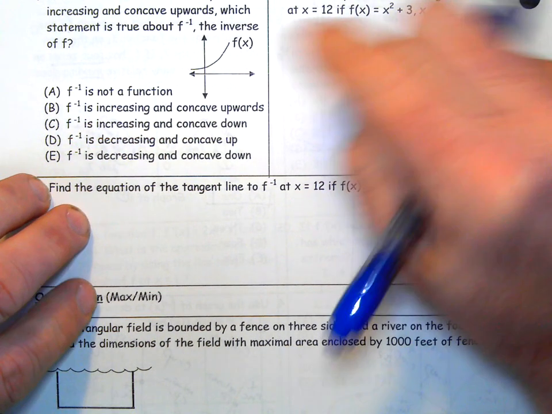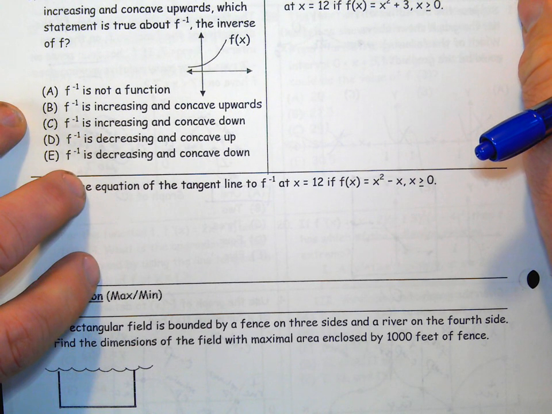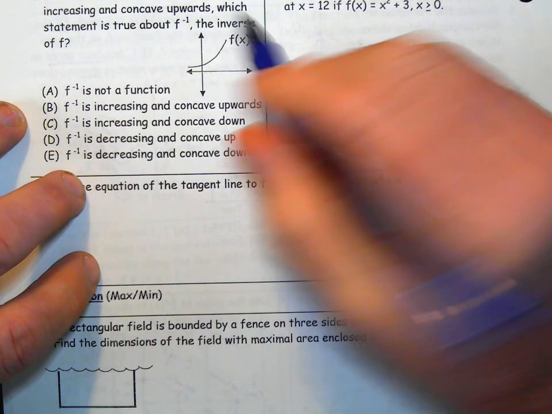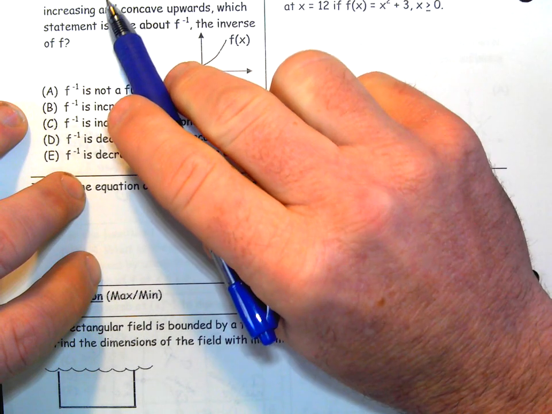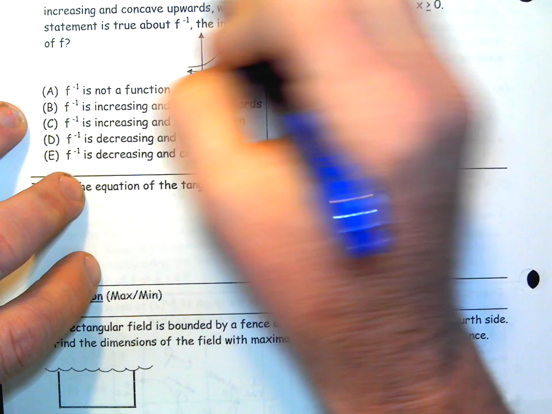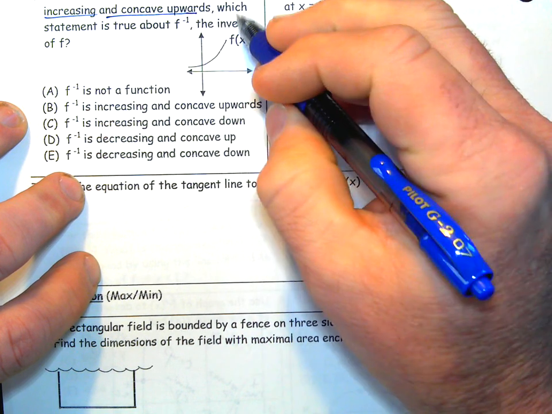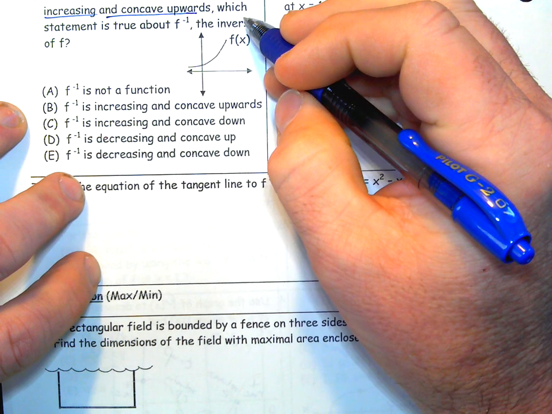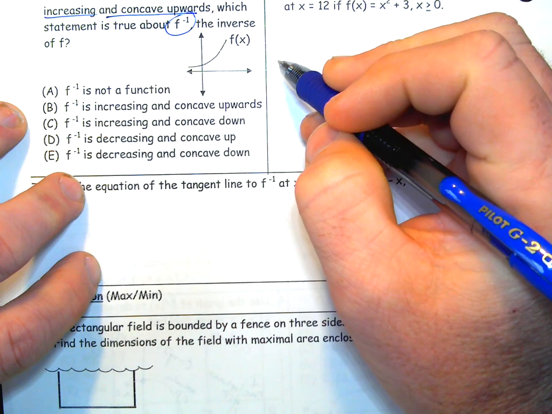Let's try these first two together, and then you guys could try number 7 on your own, or you can try them on your own first if you want. You could pause the video, try it on your own. If f is a function that is everywhere increasing and concave upwards. Now, if they hadn't given me a picture, I would have drawn a sketch kind of like this. Going up everywhere, concave up everywhere. Which statement is true about the inverse?